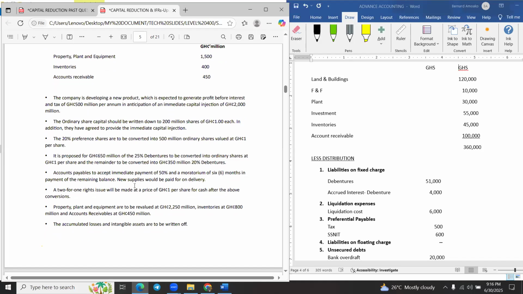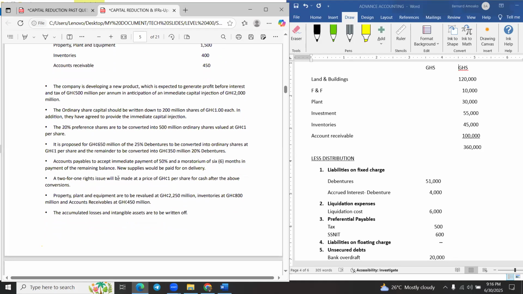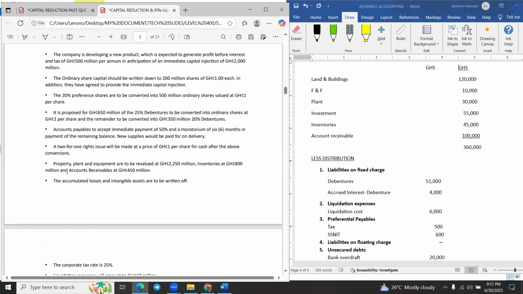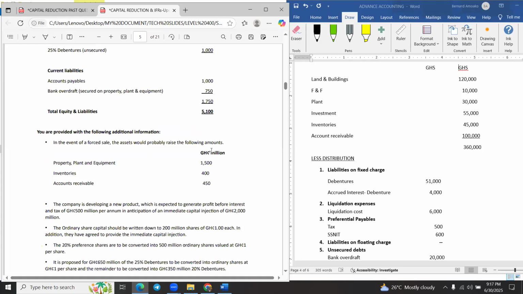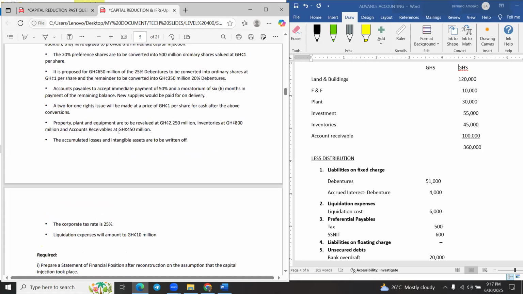Reconstruction. Accounts payable to accept immediate payment of 50% and moratorium of 6 months in payment of the remaining balance. New supplies, this is also for reconstruction purposes. A 2-for-1 rights issue will be made, this is for reconstruction. Property, plant, and equipment are to be revalued. Okay, so this is for your reconstruction, and this is for liquidation. Property, plant, and equipment are to be revalued at 500 million, inventories at 800, and this one at 450. So that's for your liquidation.